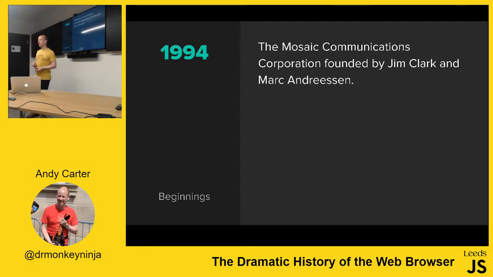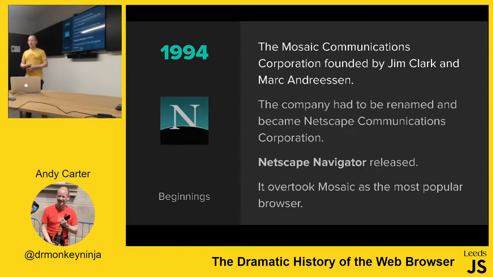And they set about developing a new browser, which they codenamed Mozilla, as in Mosaic Killer. Now, the University of Illinois weren't very happy with them using the name Mosaic, and so they had to rebrand. And so they became Netscape Communications Corporation. And by the end of 1994, they released the first version of their browser, which they called Netscape Navigator.